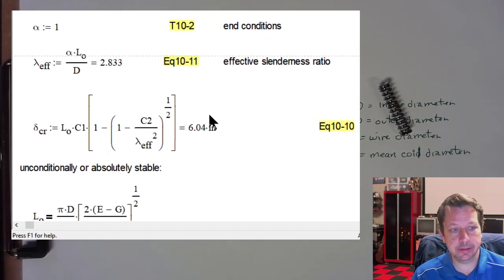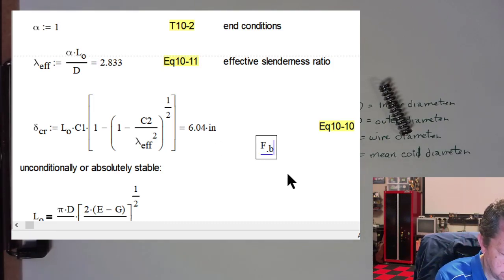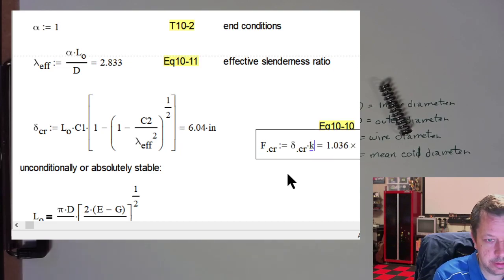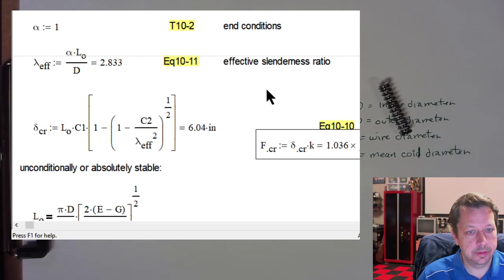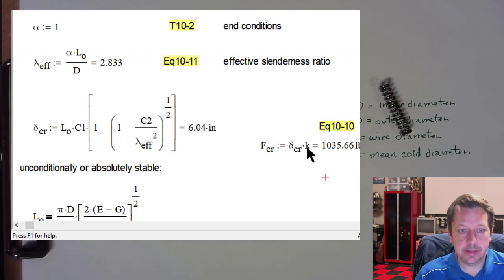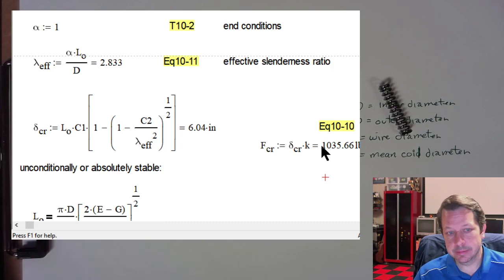I guess you could figure out how much force it will take to buckle it. So you could take this deflection, your spring rate. So force to buckle, or let's do force critical since I used CR on the other. Force critical is delta critical times K. So if we applied a little over 1,000 pounds, then this spring would buckle.